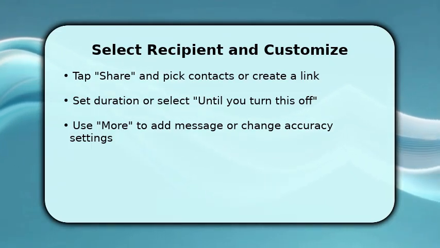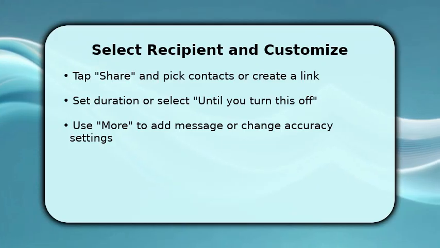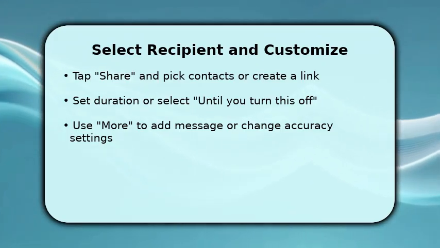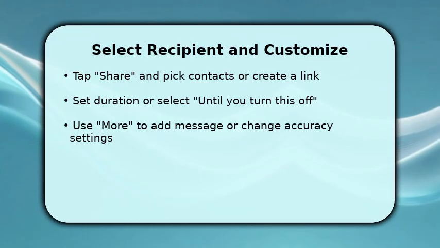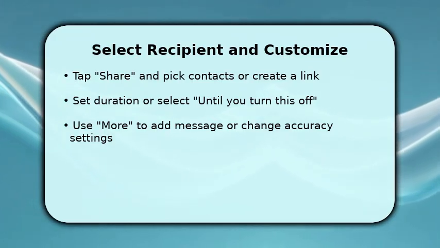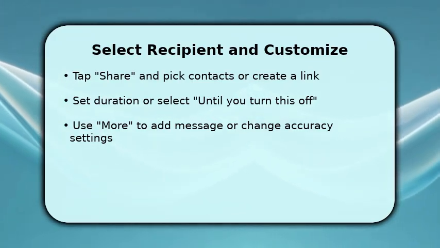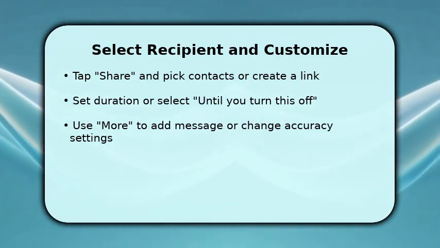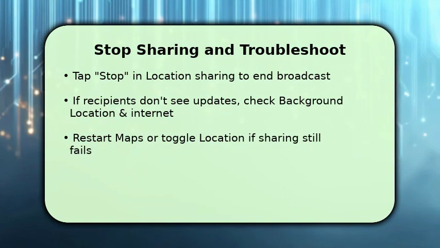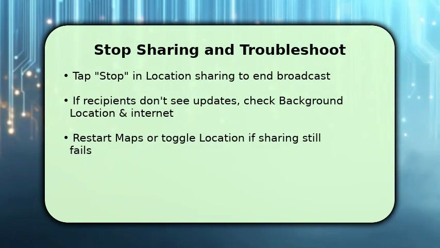Then customize options, add a short message so recipients know why, and check accuracy settings if available to balance precision versus power consumption. Make sure to confirm the contact or copy the link before exiting the dialog. Finish by tapping Stop in location sharing when you want to end the broadcast.